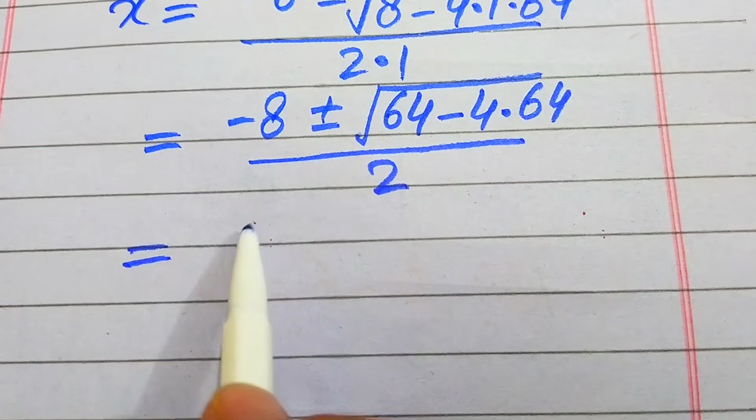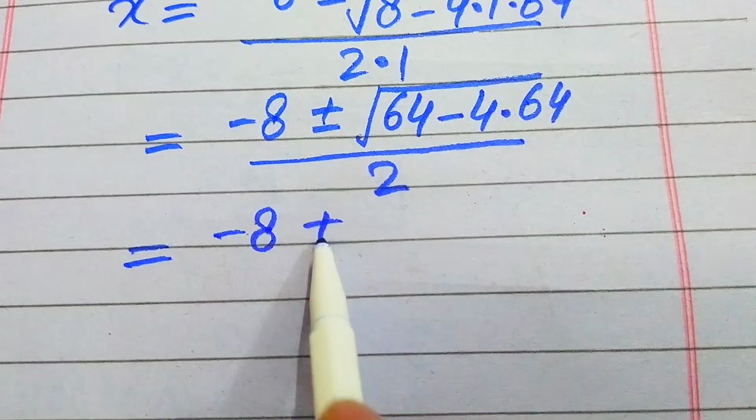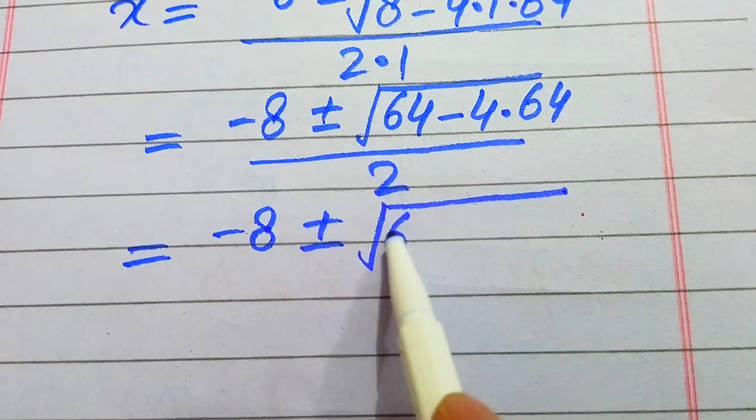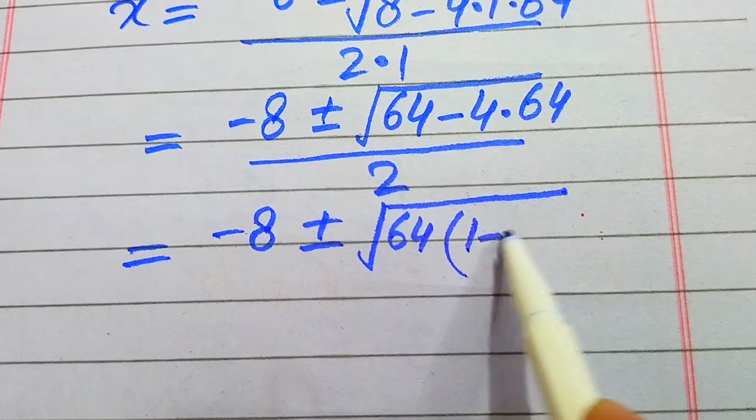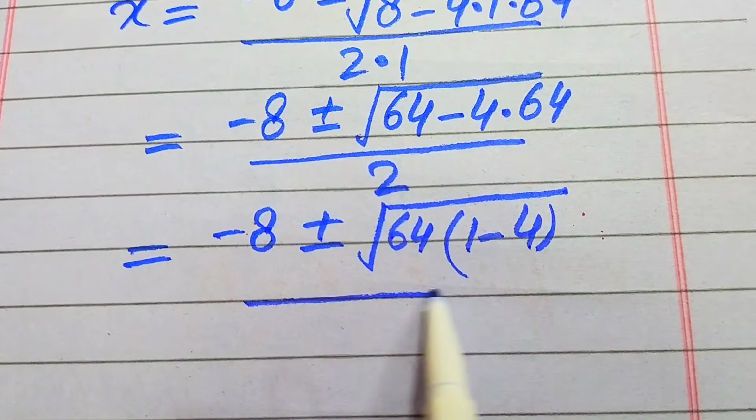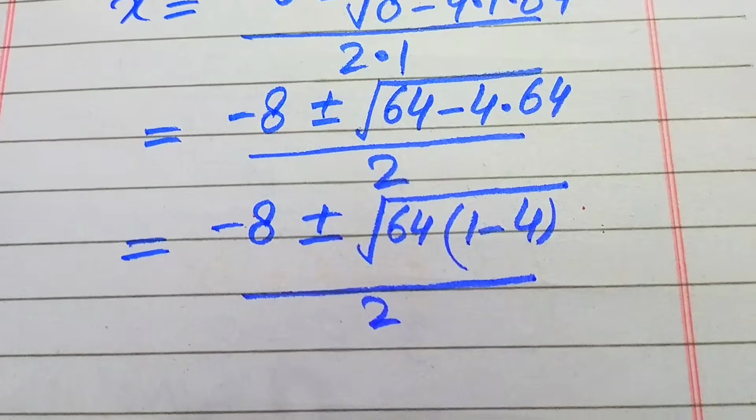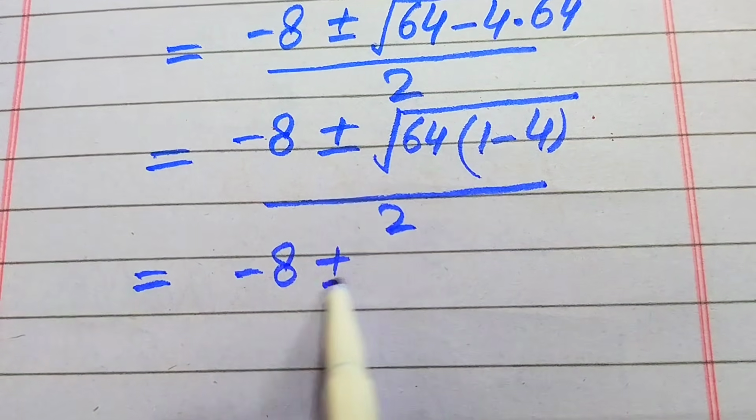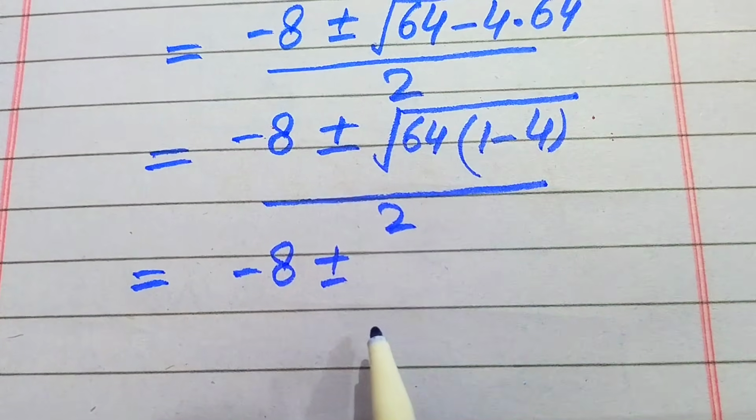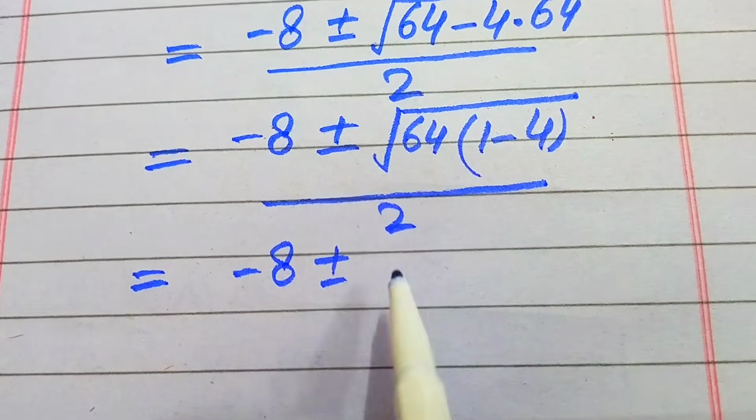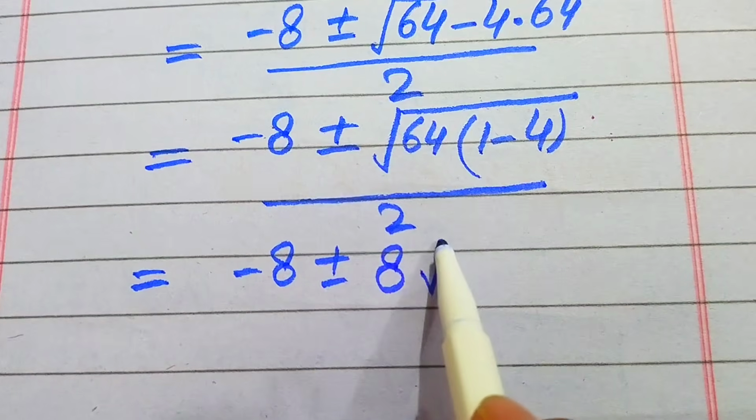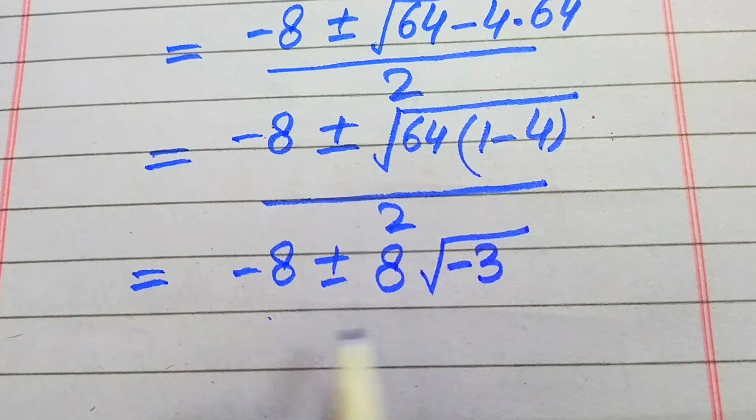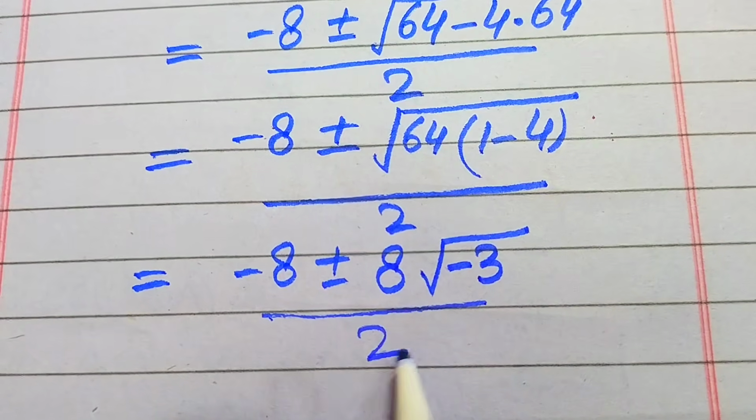Further, it will be written as minus 8 plus minus, inside the square root sign we take 64 common, and we get the remaining values 1 minus 4, divided by 2. Further, we apply the square root separately on both of these values. We know that the square root of 64 becomes 8, times the square root of 1 minus 4, which becomes the square root of minus 3, divided by 2.